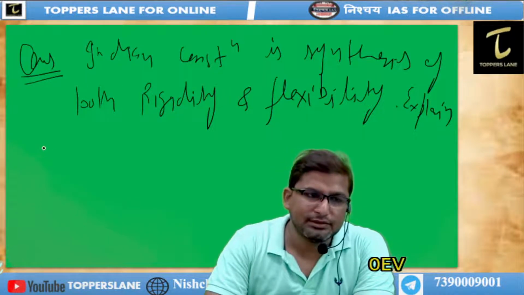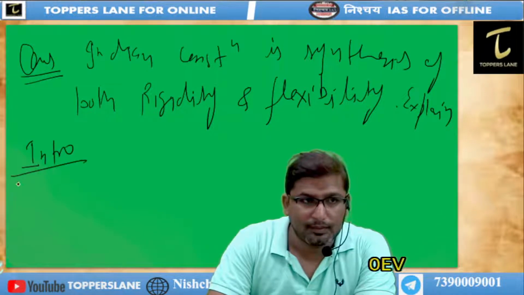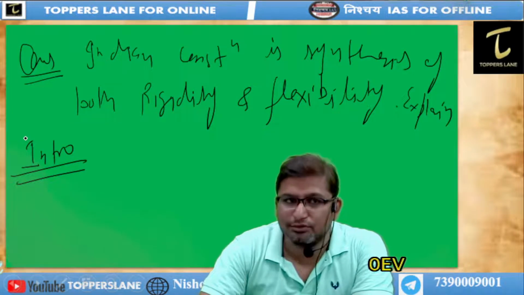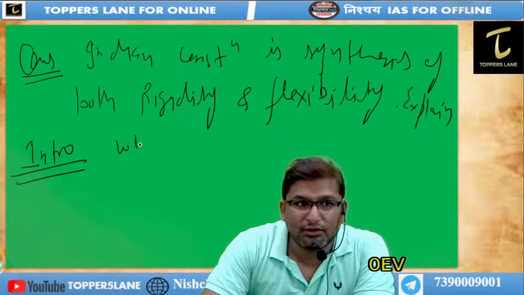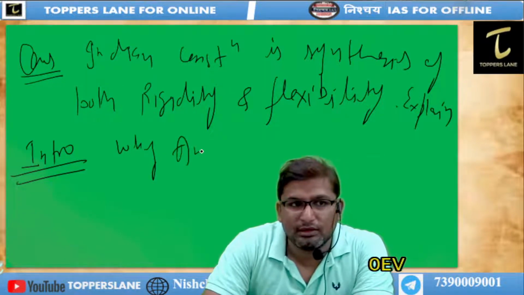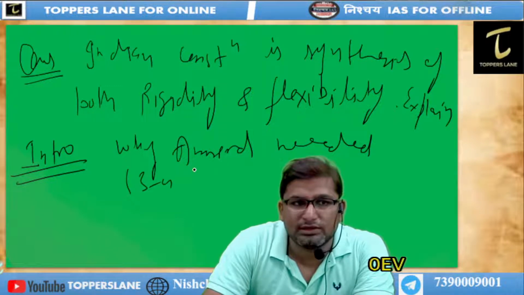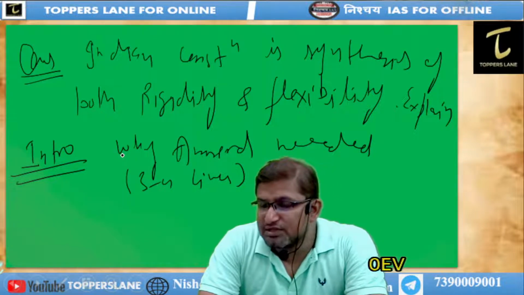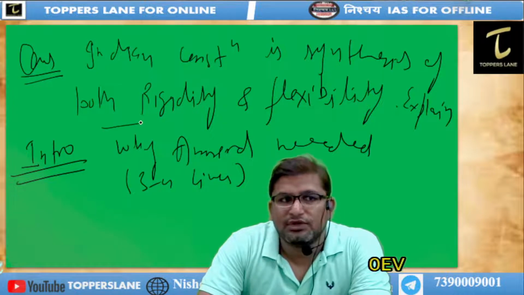So while writing your answer, what should be written in the introduction? Draw this structure in your copy. First of all, tell why amendment is needed, in not more than 3-4 lines. Why? Because to adjust according to the changing socio-economic and political conditions, we need constitutional amendment.